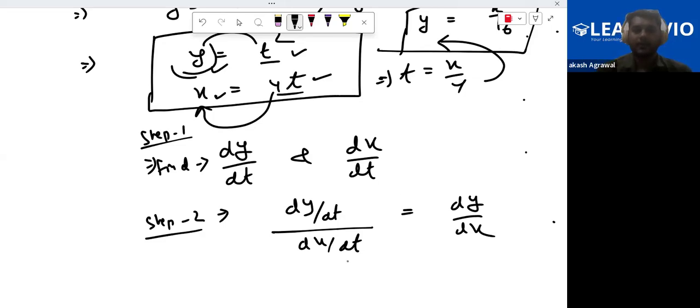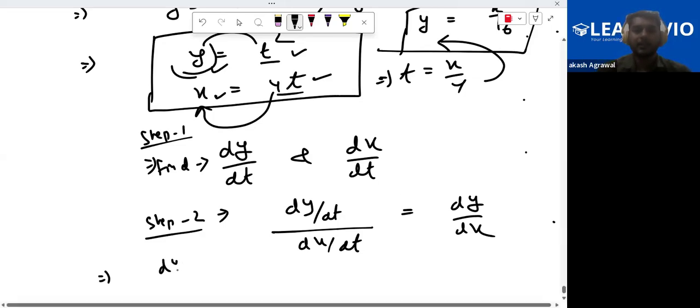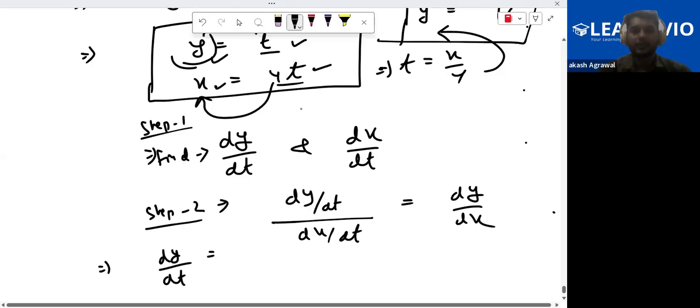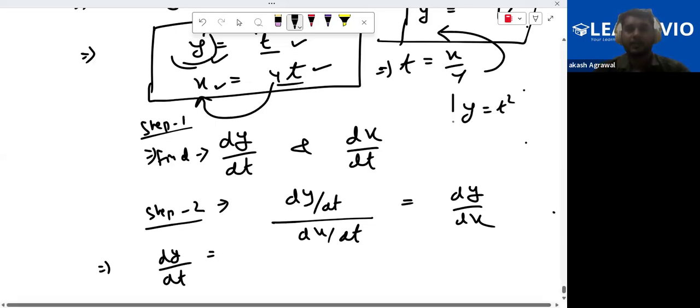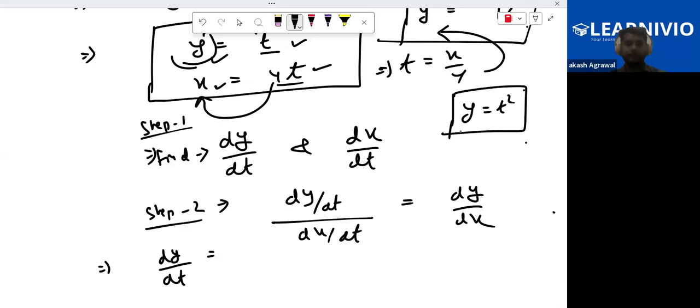So in this question, if you see, if you find dy by dt, anyone can tell me what is dy by dt? Y equals to t square. If y is equal to t square, what is dy by dt? Nobody knows?